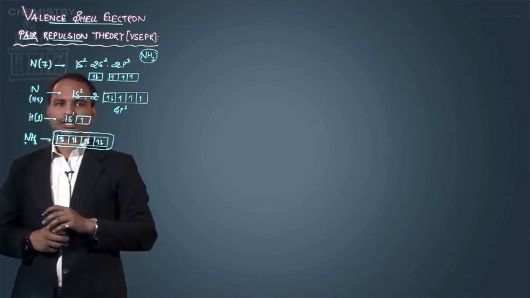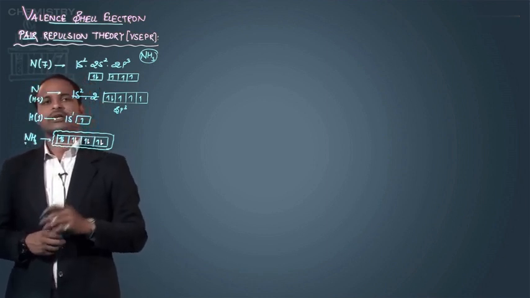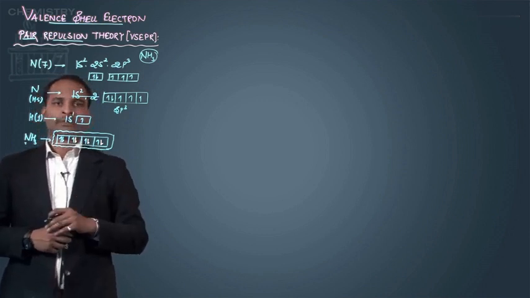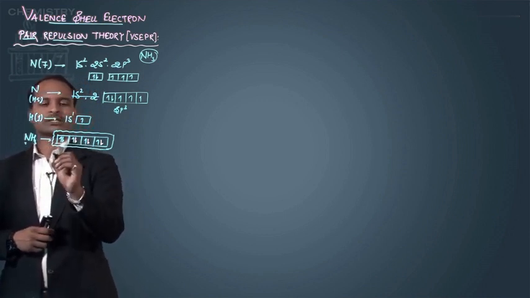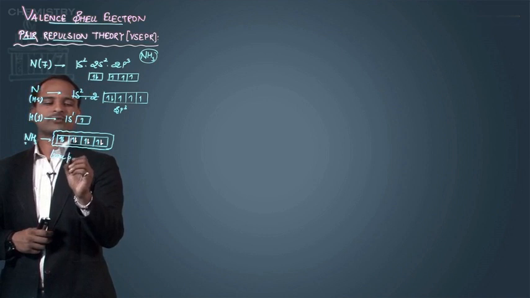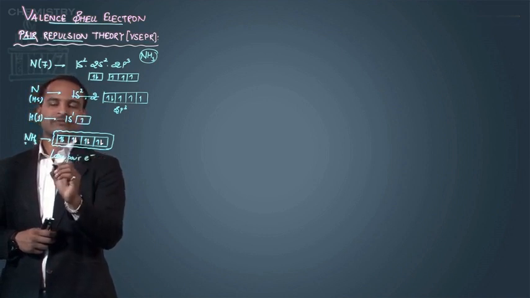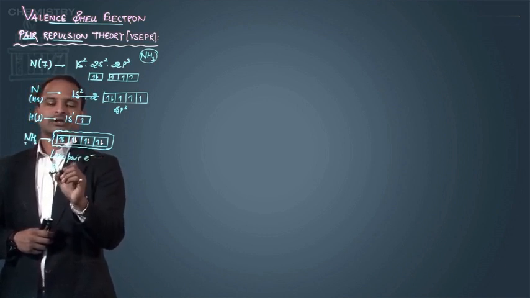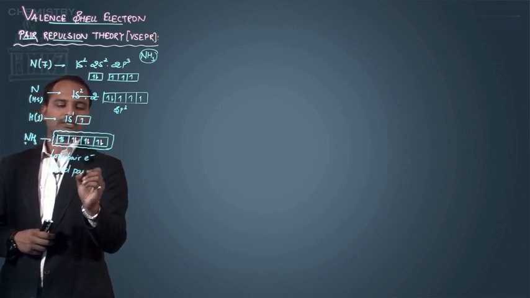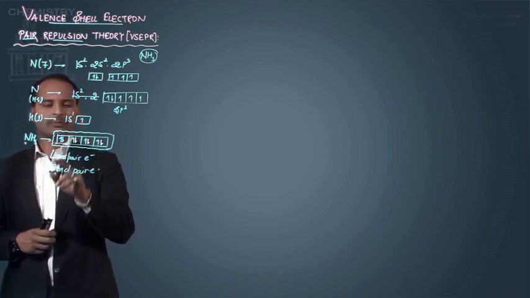Here we have 2 types of electron pairs. The one is called a bond pair and the second is called a non-bond pair. The non-bond pair is called a lone pair of electrons. So here we have 2 different types of pairs of electrons: the bond pair and the lone pair of electrons.